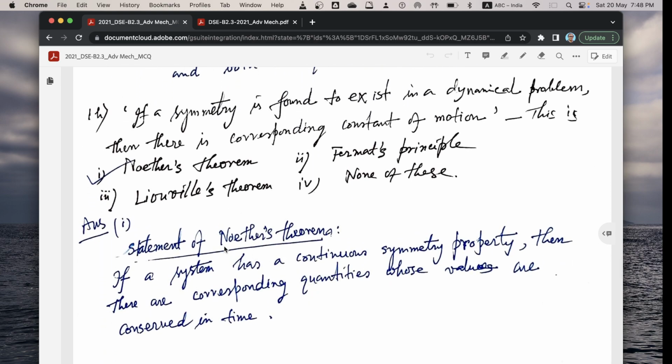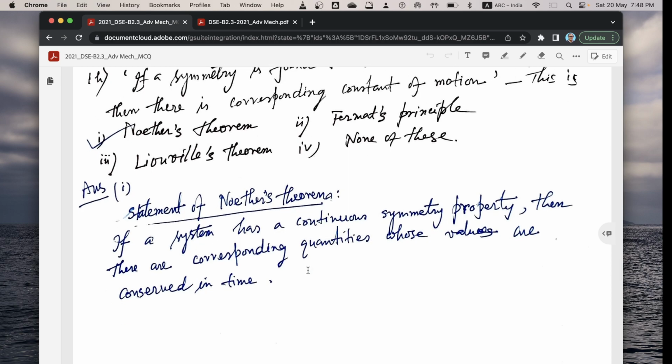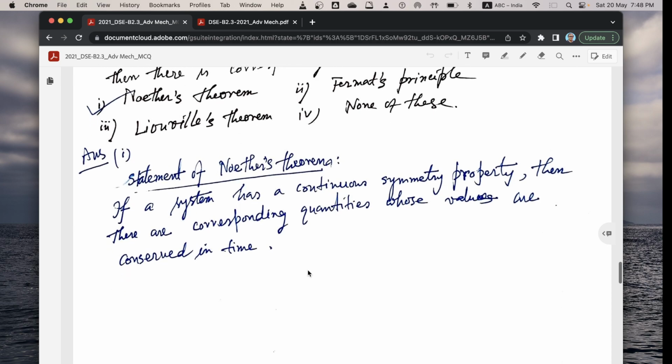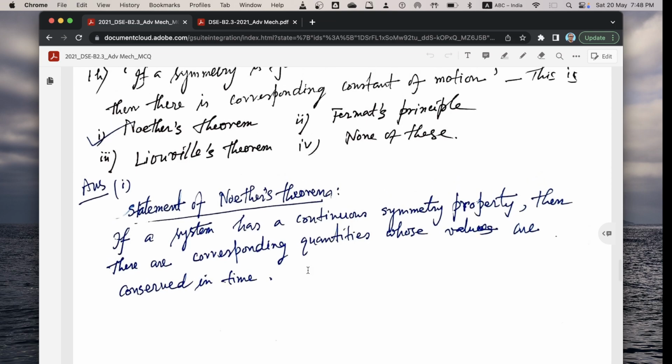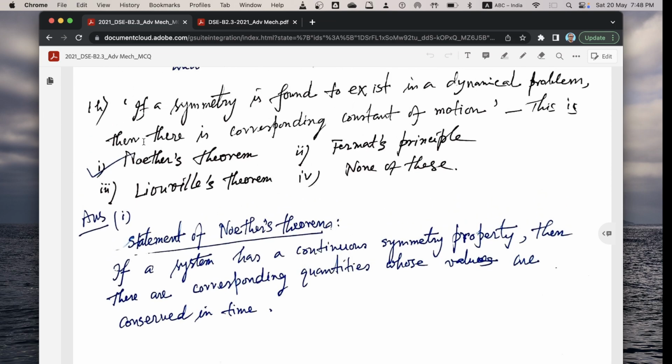A statement of Noether's theorem. If a system has a continuous symmetry property, then there are corresponding quantities whose values are conserved in time. So this statement gives Noether's theorem.